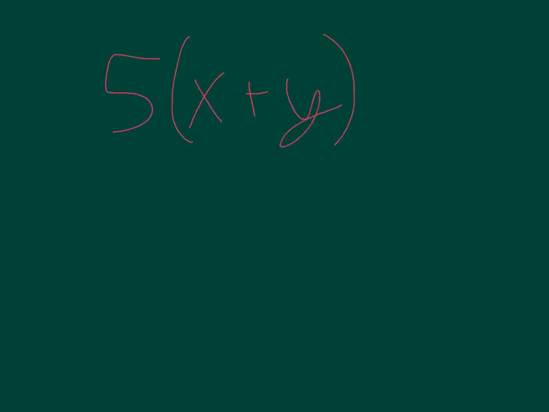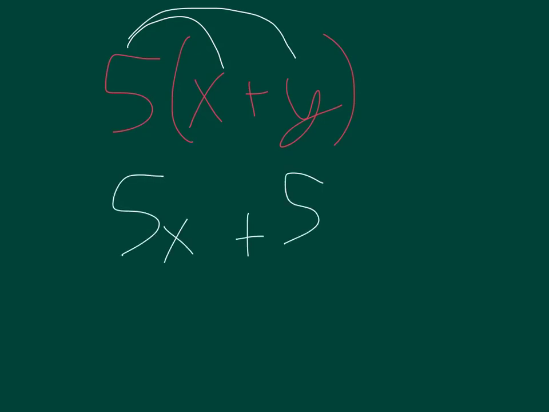Let's do a simpler one with just addition. 5, and I cannot combine x plus y. So it's 5 times x plus y. Well, I can't do 5xy. That's not true, is it? Because that would mean x times y, which this does not say. So instead, I need to do 5 times x, and I need to do 5 times y. So I get 5x plus 5y.